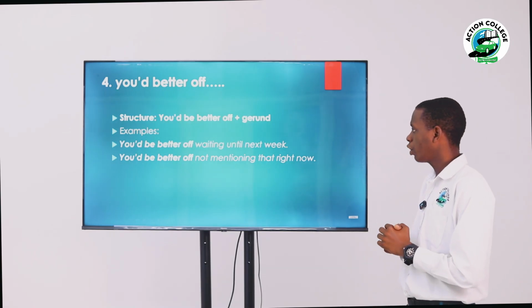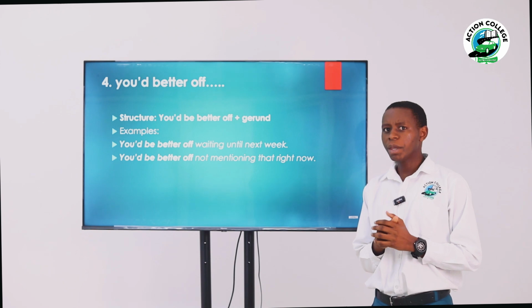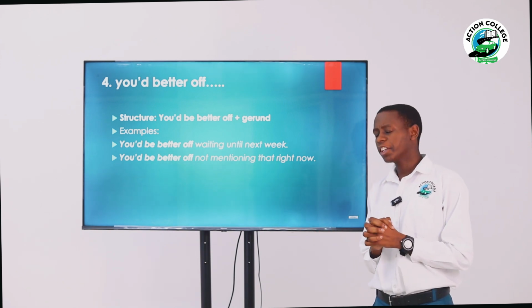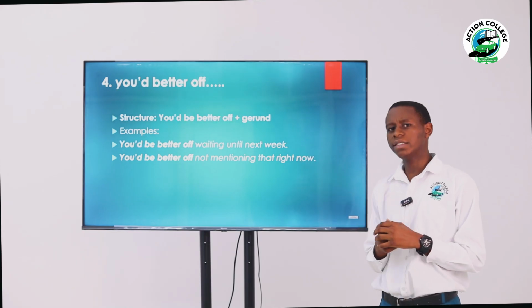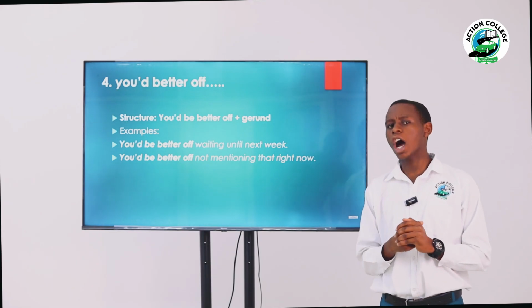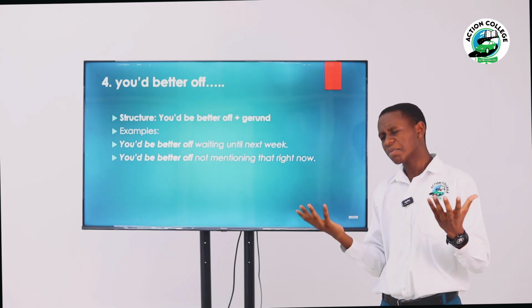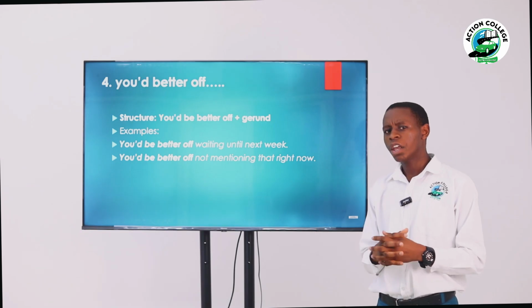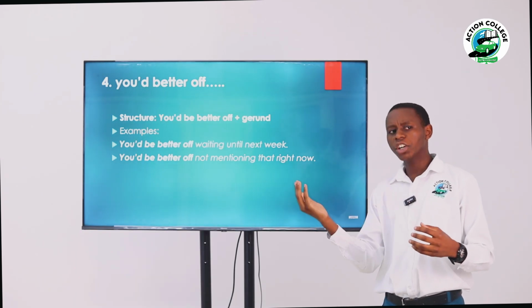Second example, you'd better off not mentioning that right now. Maybe it is someone you think is not giving a good idea. You can show the best way you think that something can work. That's why here you can say you'd better off not mentioning something right now. It means that you think it's better for this person to mention it next time.